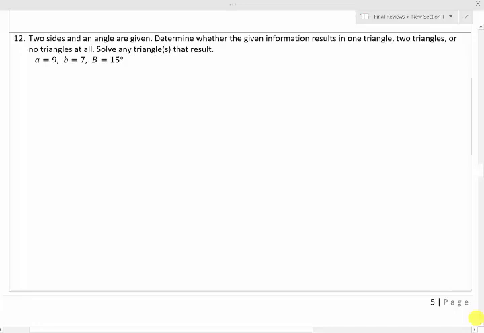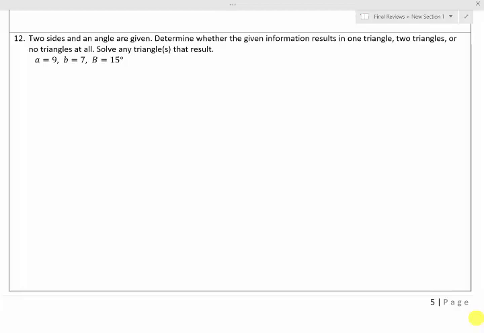Number 12. Two sides and an angle are given. Determine whether the given information results in one triangle, two triangles, or no triangles at all. Solve any triangle or triangles that result. So here we're given side A and side B and angle B.